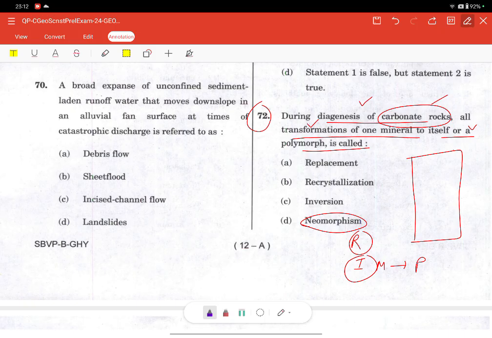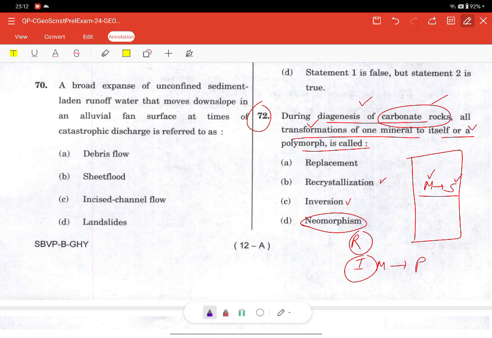The component of neomorphism is recrystallization, in which the crystal size or texture changes, but there is no chemical change and the same mineral is there, like micrite to sparite. So this is known as recrystallization because that is a microcrystalline calcite and that is a coarse calcite, and the inversion is the same chemical composition but different crystal structures.